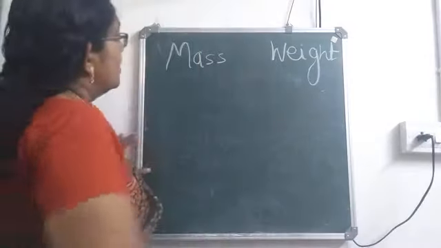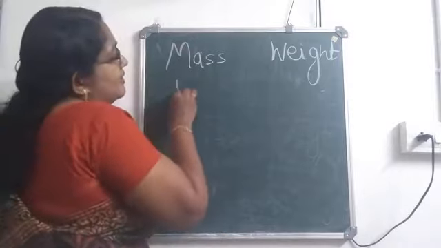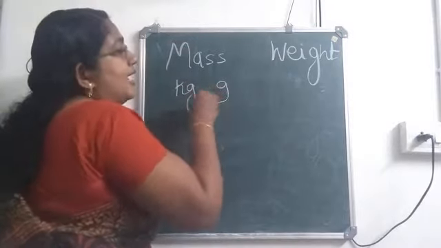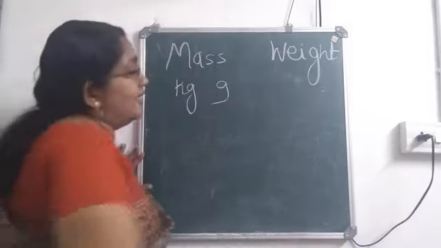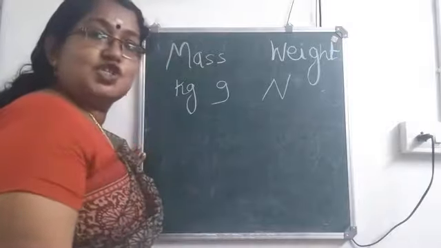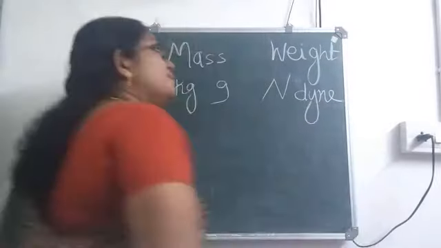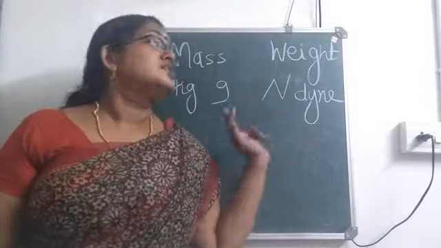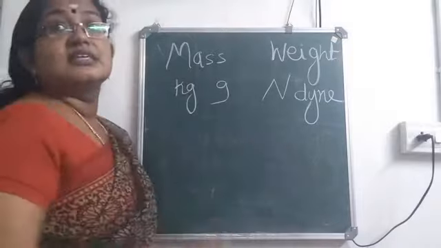Now, what is the CGS unit for mass? SI unit is kilogram and CGS unit is gram. But when you are considering weight, its SI unit is Newton. And do you know what is the CGS unit? CGS unit is dyne. Okay. So please remember this name. CGS unit of force or weight is dyne.